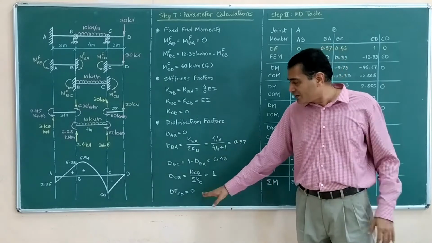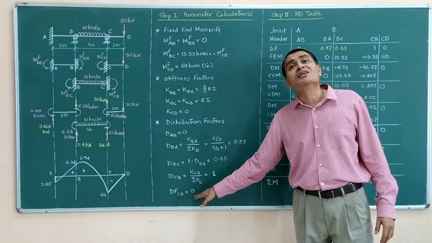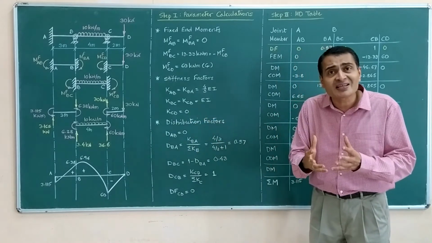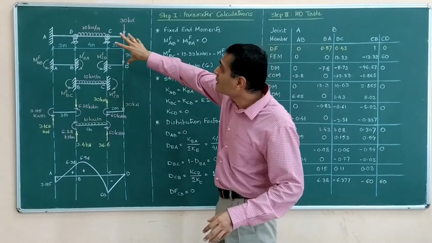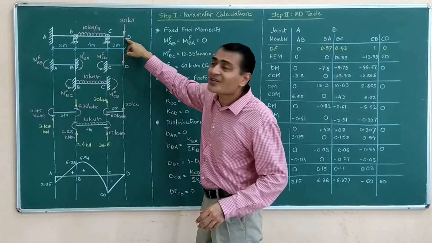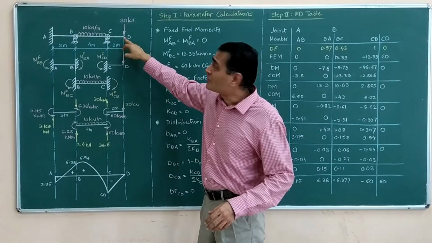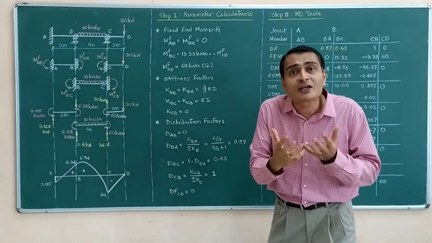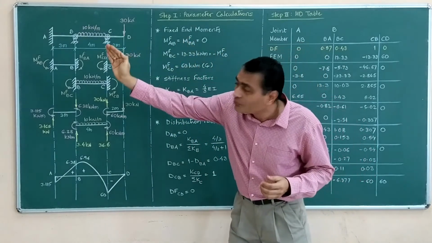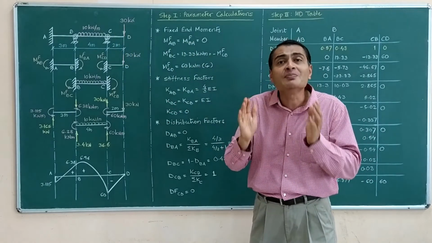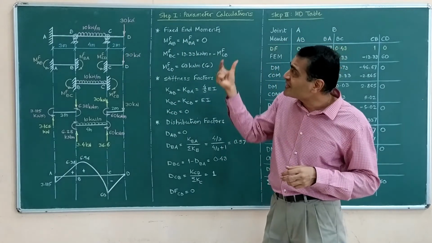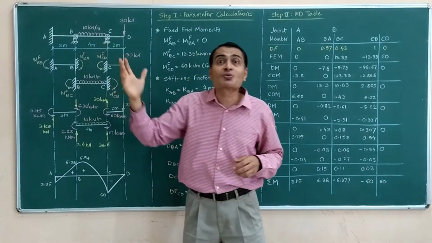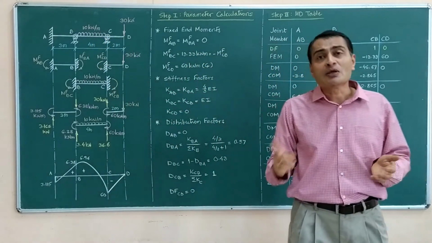And naturally then distribution factor for CD is 0 because its stiffness is 0. The idea is again the same: if I apply any moment here, since this end is free, this portion is not going to offer any resistance to that moment. The entire moment will be absorbed in member CB itself. That's why CD's distribution factor is 0 and CB's distribution factor is 100%, meaning 1.